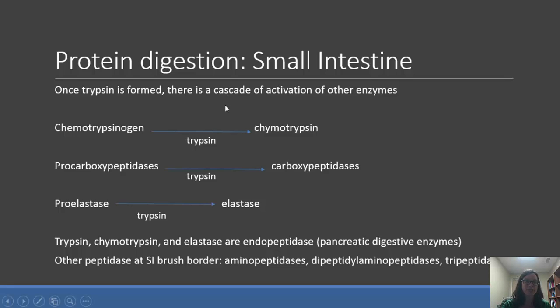So it can serve as the enzyme for the conversion of chymotrypsinogen to chymotrypsin, procarboxypeptidases to carboxypeptidases, and proelastase to elastase. And all of these products here are also endopeptidases, or active digestive enzymes. Other peptidases that we find at the brush border include aminopeptidases, dipeptidyl aminopeptidases, and tripeptidases.